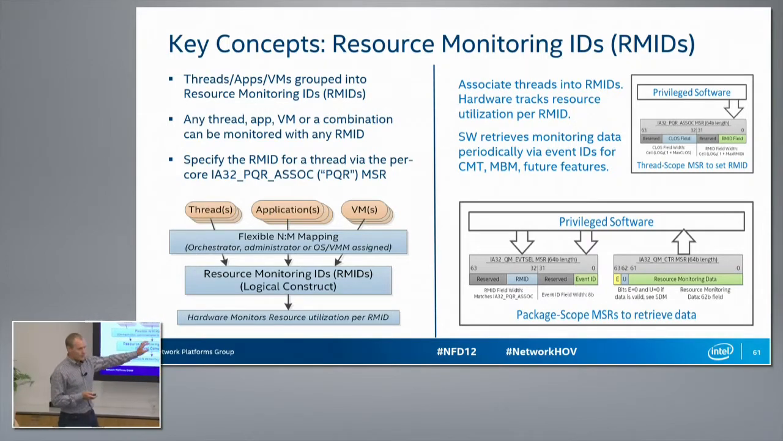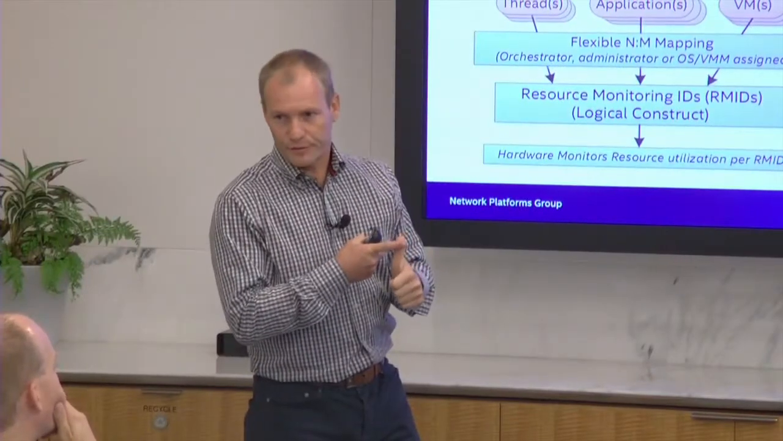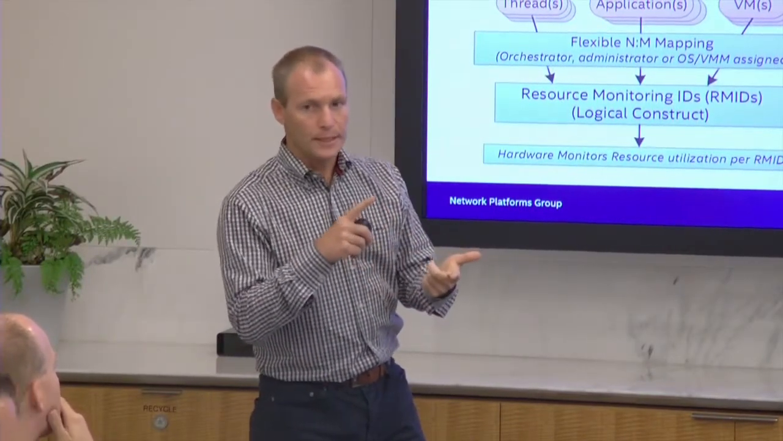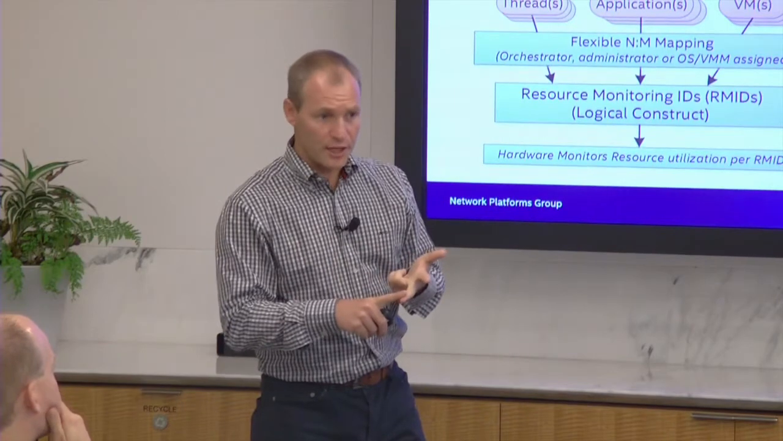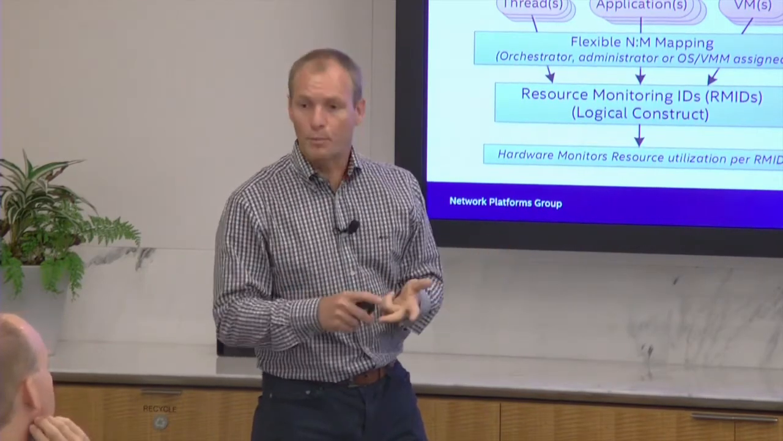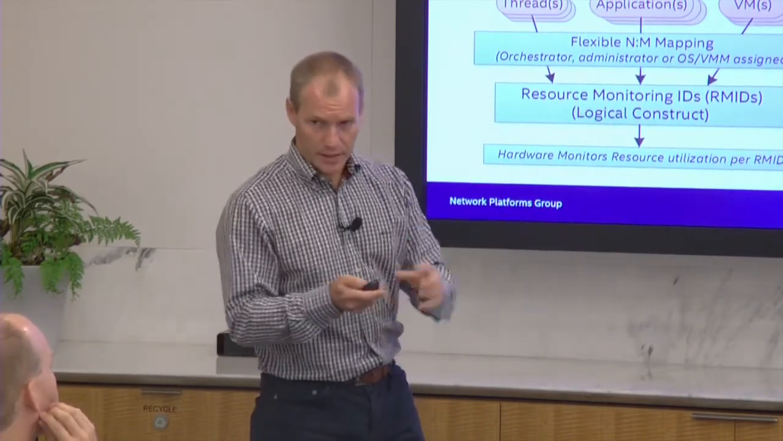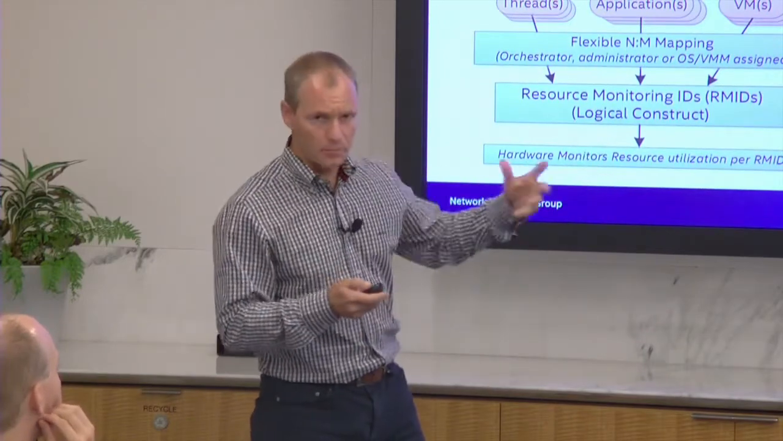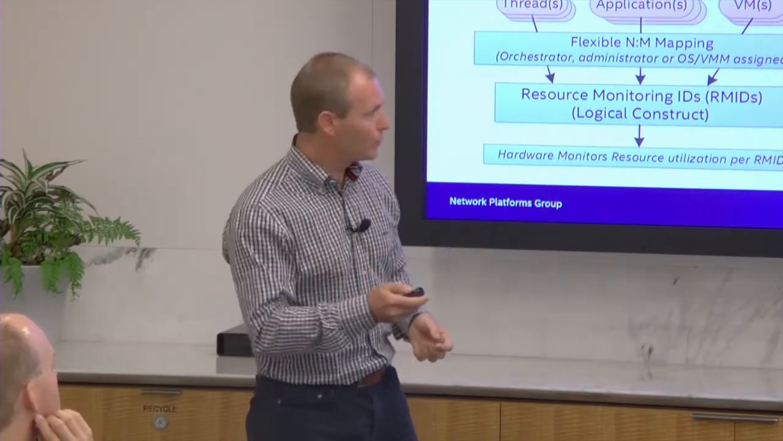So that's our RMIDs. The kind of applications that will take advantage of this are things like perf, VTune. We're enabling orchestration software like OpenStack with these kinds of capabilities, and we'll get there in a minute, and that'll make it more applicable to your field.